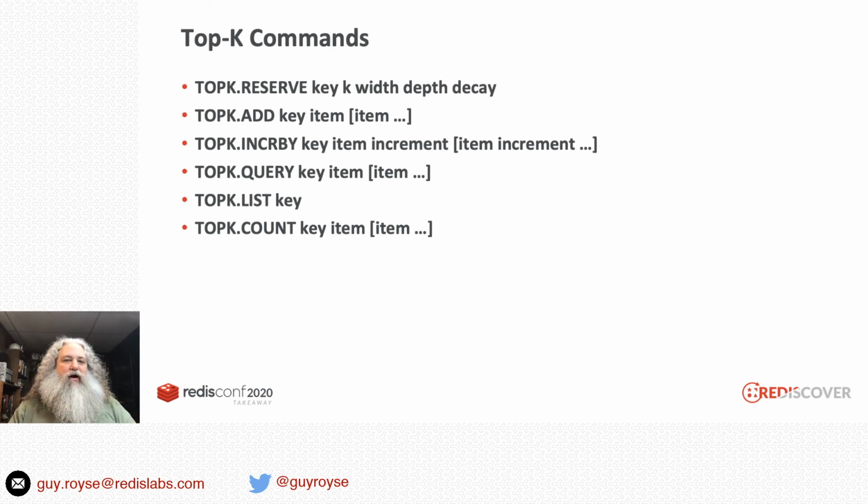Query will let you query whether something is in the top K or not. It will return 1, it is in the top K, or 0, it is not in the top K. Top K list gives you the top K items. And then top K counts will let you check the count of an item if it's in the top K.